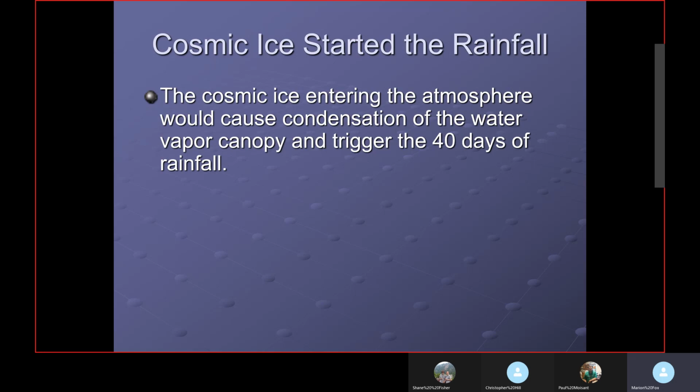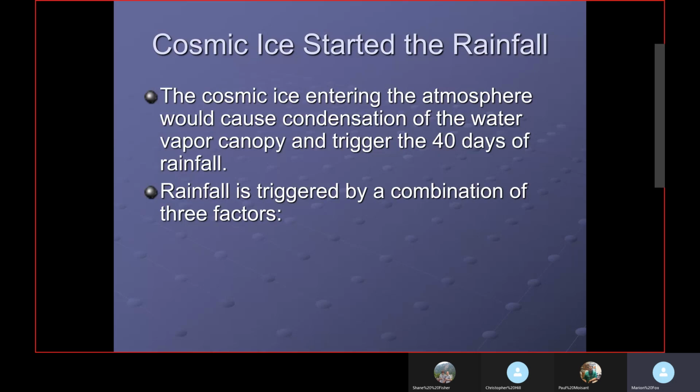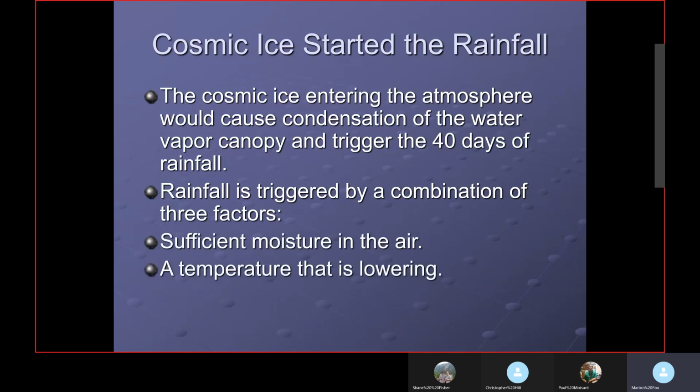And our situation is, once we begin to pull water out of the atmosphere, barometric pressure will drop. And the cold ice would trigger this and start this process. And this process would continue as long as this cold ice was coming through the atmosphere and we had sufficient moisture in it to cause the rain. So the 40 days of rain was triggered by the combination of three factors: sufficient moisture in the air, a temperature that is lowering, and a barometric pressure that is lowering. All three of those together will cause rain. It's almost guaranteed to cause rain.